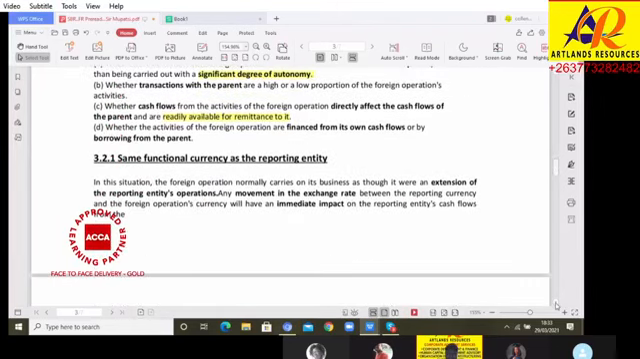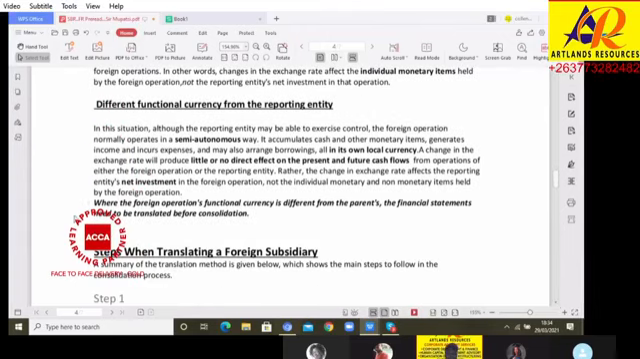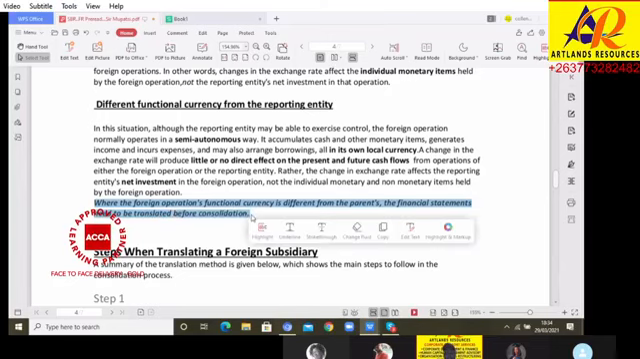Right. So same functional currency as the reporting entity, I have told you. Here it means they are merely reporting in the same functional currency, so all you have to do is to consolidate the usual way. But when it is a different functional currency from that of the entity, you have to translate. Where a foreign operation's functional currency is different from that of the parent, the financial statements need to be translated before they are consolidated. So this point is so important.